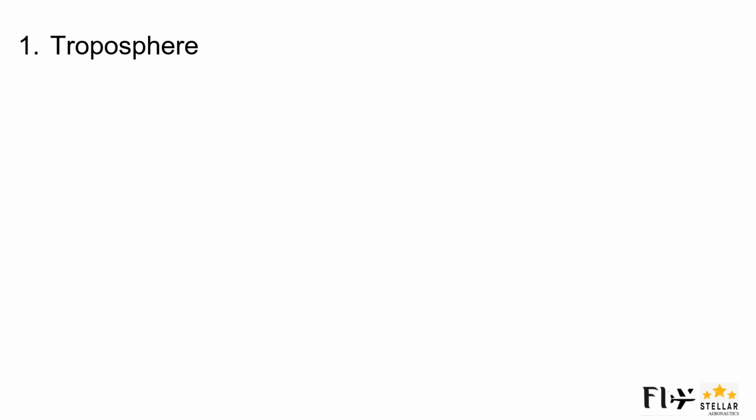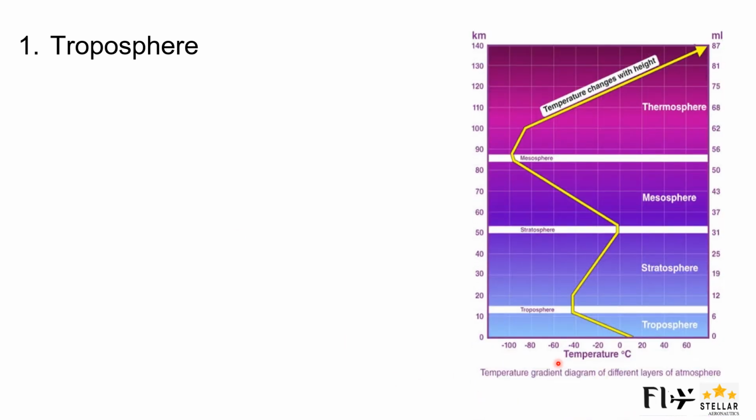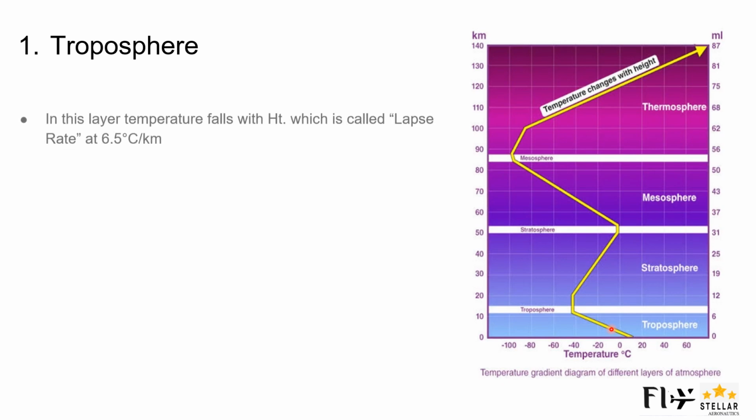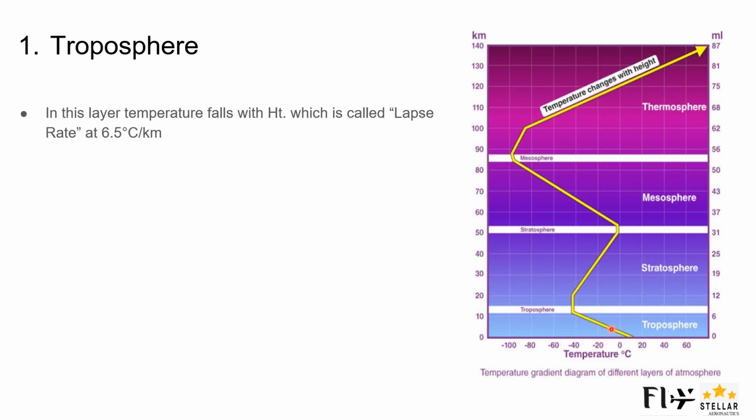First layer of atmosphere is called troposphere. It is the lowest layer of Earth's atmosphere. Tropos means change. Since all weather changes occur in this layer and air never remains static, it is called troposphere. In this layer, temperature falls with height, which is called lapse rate. As you can see here, the temperature is falling with height, that is at 6.5 degrees Celsius per kilometer.